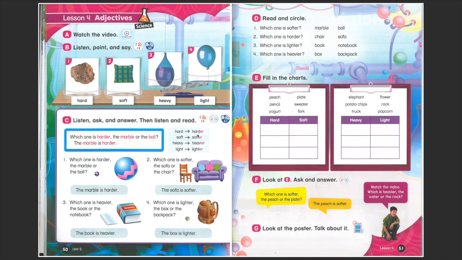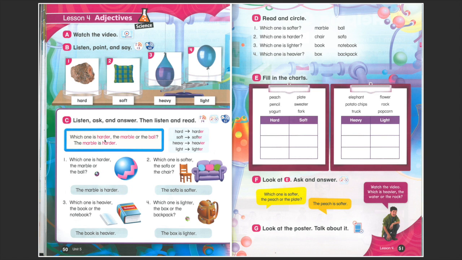Right, remember, when we want to compare, we add ER at the end of the adjective. Hard is the quality. Harder means more hard. Soft, softer. Heavy, heavier. Remember, we change the Y for an I. And light, lighter. Let's look at this question.